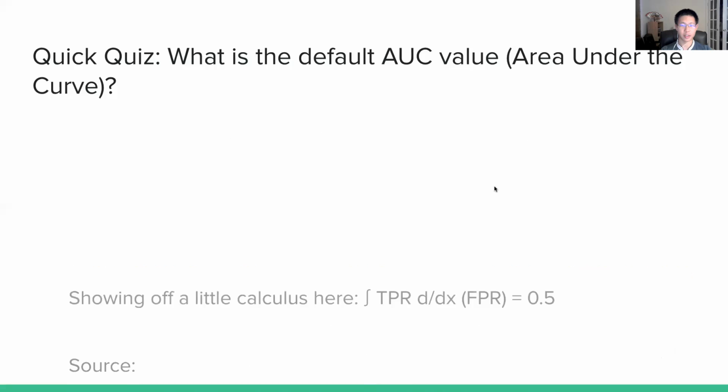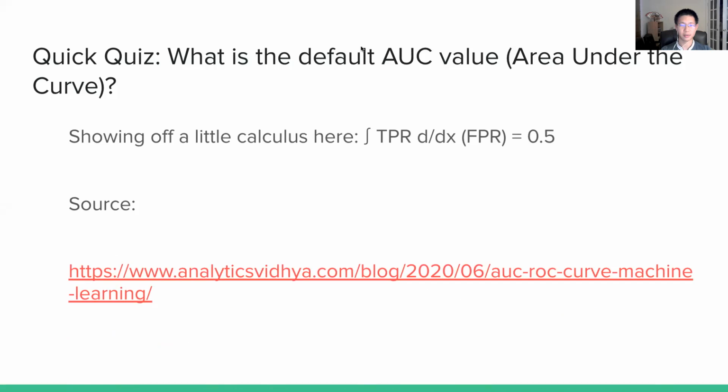So here's the quiz question. What is the, well, I already revealed the answer, but whatever. What is the default AUC, area under the curve, value? Ignoring the calculus here, the integral of TPR with respect to FPR, it's just going to be 0.5.